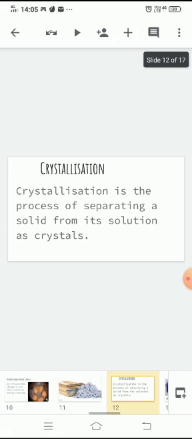Let us study about the crystallization. Crystallization is the process of separating a solid from its solution as crystals. Crystals are the purest form of a solid substance. They have a definite geometric shape. Crystallization is an example of a physical change, and it is used to get pure crystals of certain substances.